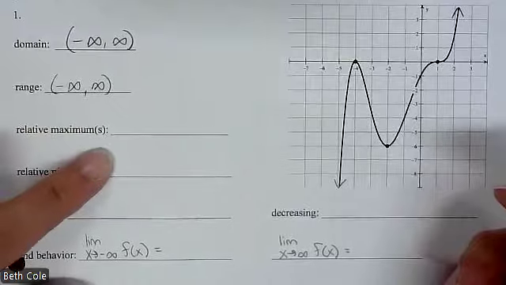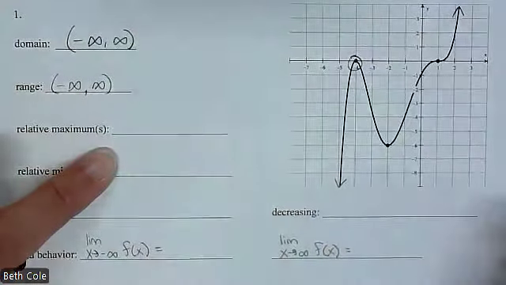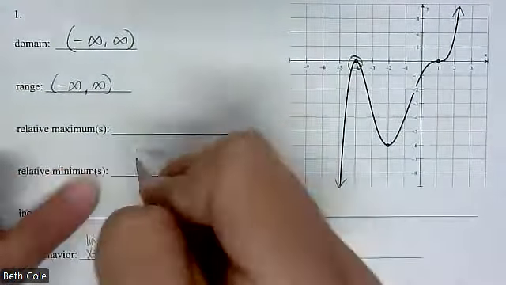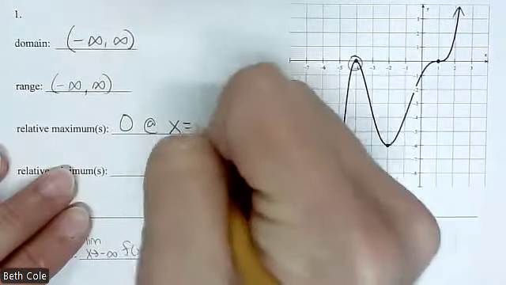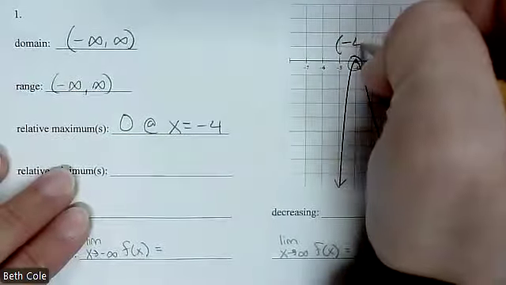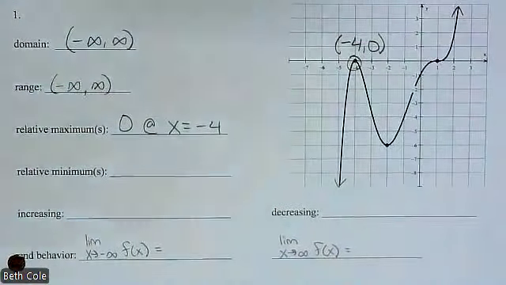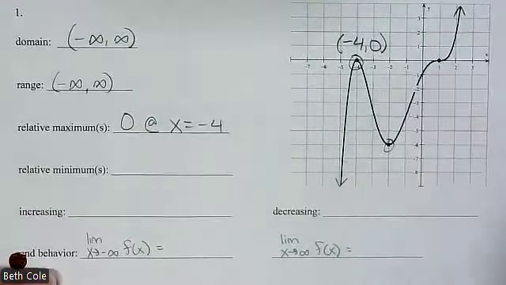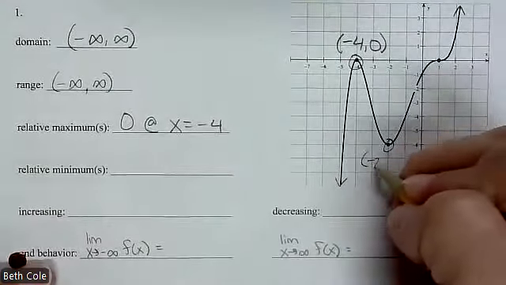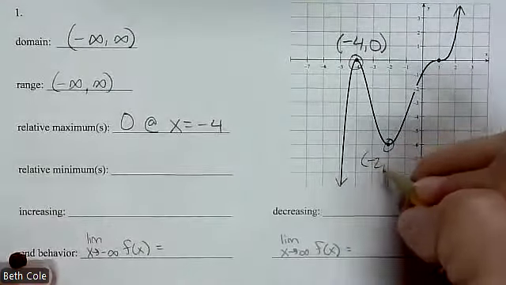All right, relative maximums. That would be this point right here. How do we write it? 0, good. At x equals -4. If it helps you to write it -4, comma 0, and then flip it around, then do that. All right, relative minimum is this point. It is -2, comma -6. So then I will flip it around. It's -6 at x equals -2.